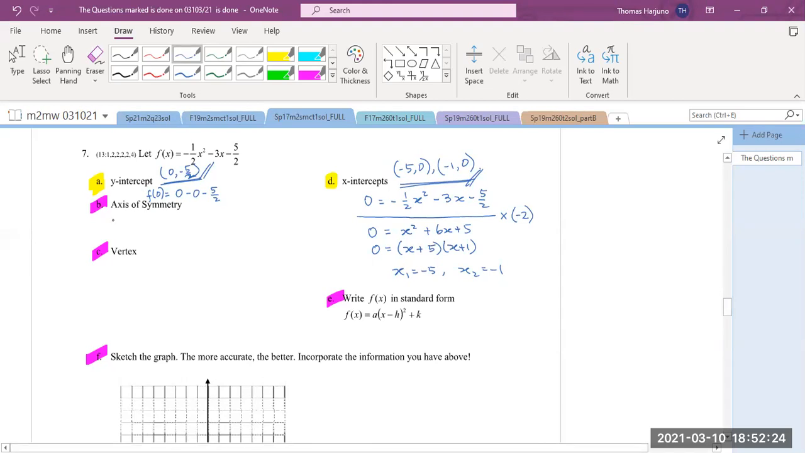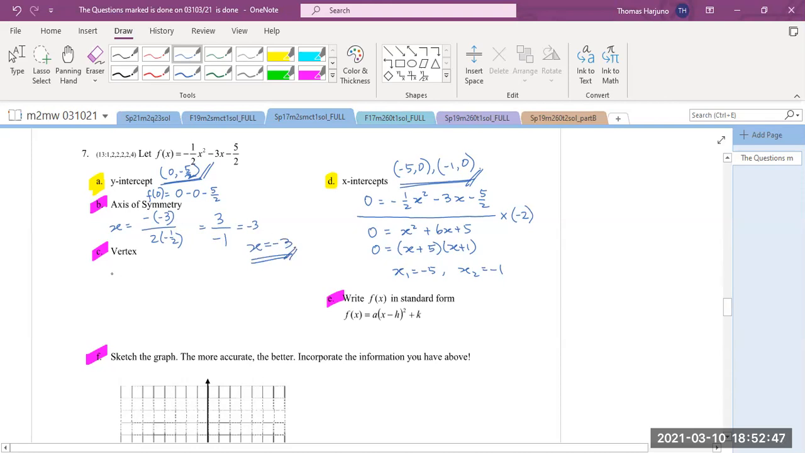Axis of symmetry, let me just use the formula, okay? So x equals negative b over 2a. That's 3 over negative 1, that's negative 3. So the equation of the axis of symmetry is x equals negative 3.